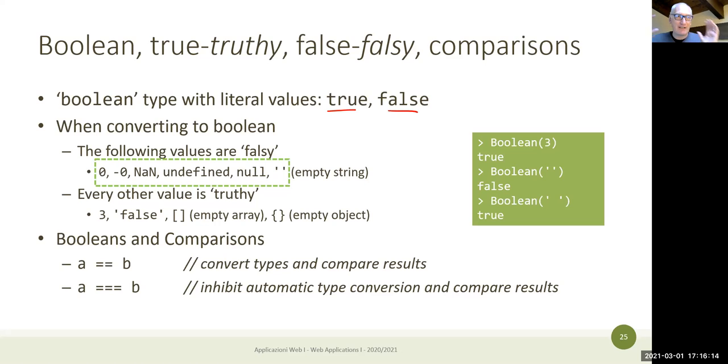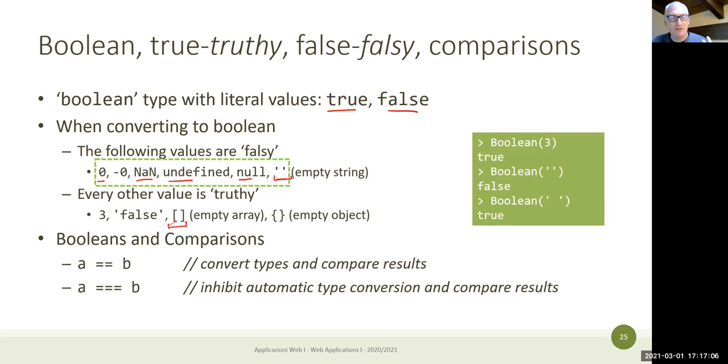Then every value in JavaScript can be converted to a Boolean. And the rules are quite strange. If the value is zero or not a number, which is a special number that comes from division by zero, for example, undefined, null, or the empty string, all of these values are converted to false. We call them falsy values. All these ones, zero, not a number, undefined, null, and empty string, five of them. Every other value in JavaScript is truthy. It's converted to true. So for example, the empty array is true and the empty string is false.